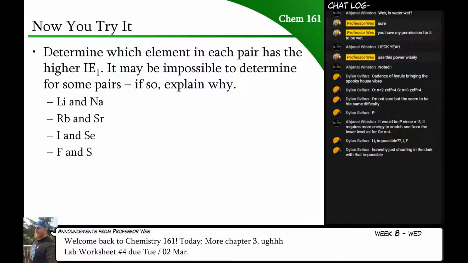All right, let's go over the answers here. So let's look at Lena here. We've got N and Z effective. So lithium is in period 2. Sodium's in period 3. And they both have Z effective of 1.